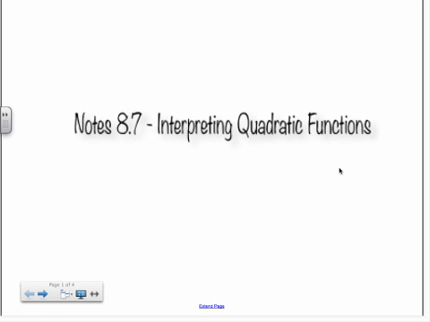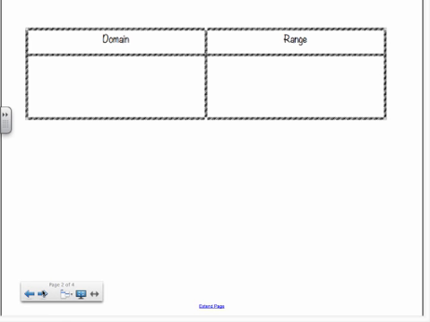The purpose of this lesson, interpreting quadratic functions, is to give you the background you need in order to be able to interpret quadratic functions. So make sure that you are really paying close attention to this because it will help you answer the assignment questions that you have that go along with this lesson.